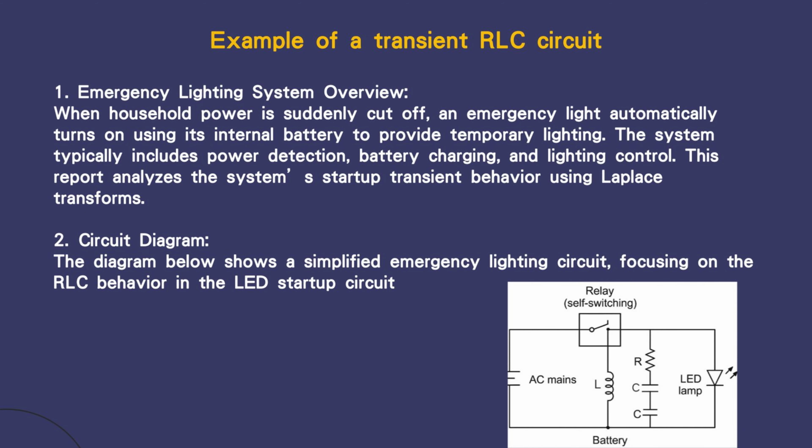Example of a transient RLC circuit. Let's start with a real-world application, the emergency lighting system. When household power is suddenly cut off, for example, during a blackout, the emergency light automatically turns on. It uses an internal battery to provide temporary lighting. Such systems typically include power detection, battery charging, and lighting control.